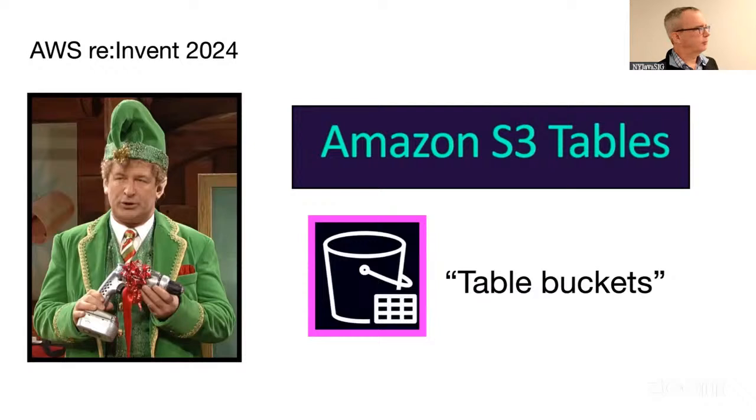And if you're familiar with S3, you know that you save data into buckets. And so what they announced last week was there's a brand new bucket type called table buckets. And data that gets persisted into a table bucket will be exposed as an Iceberg table.